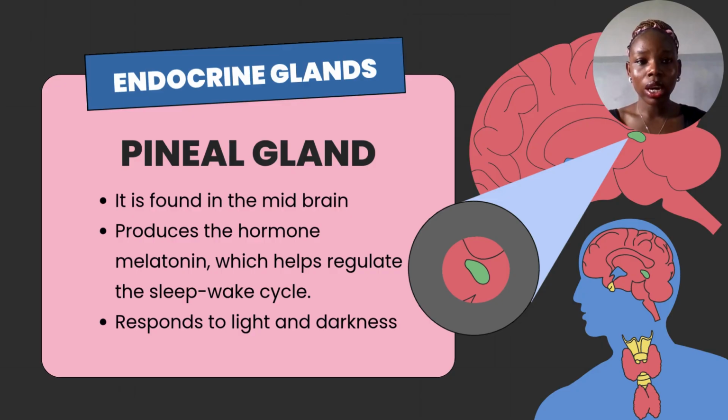The next one is the pineal gland. This pineal gland is found in the midbrain and it produces the hormone that is called melatonin. Melatonin is the kind of hormone that helps to regulate the sleeping and wake up cycle, and it also responds to light and darkness.